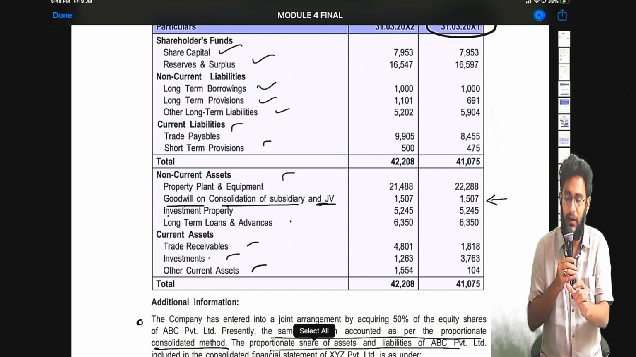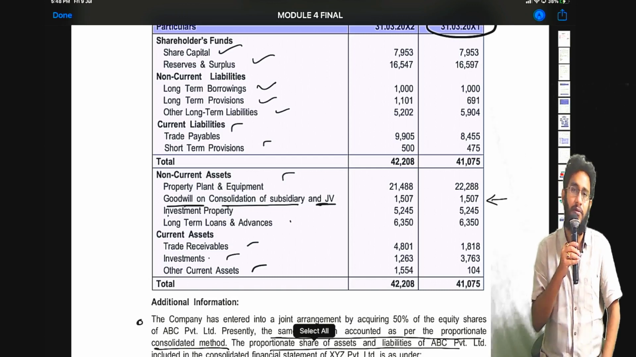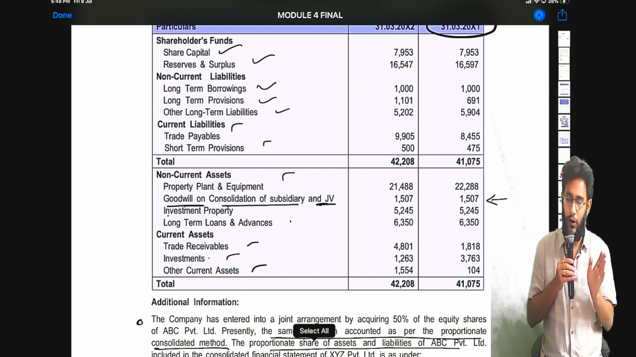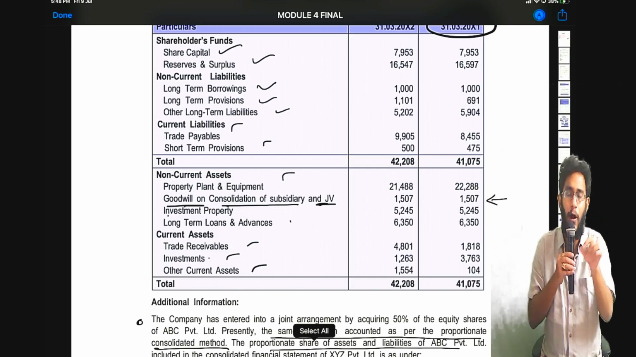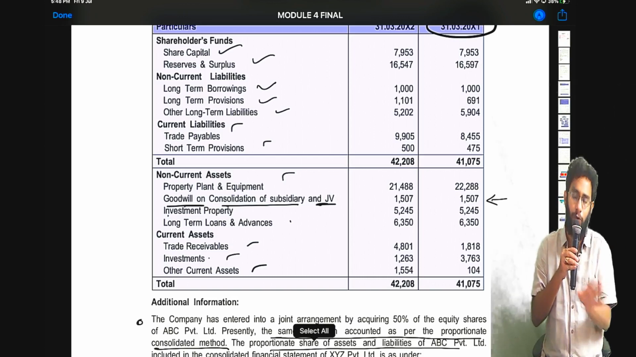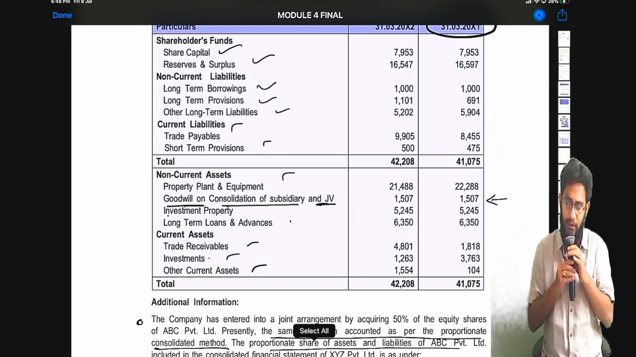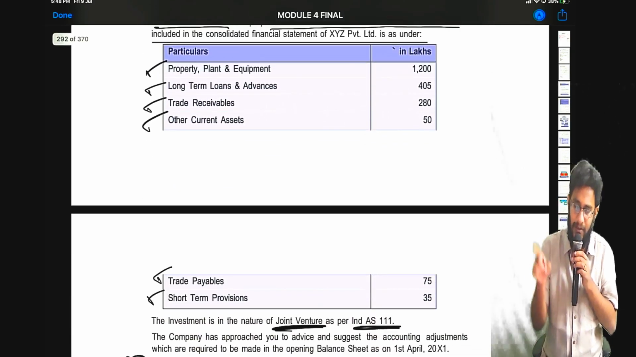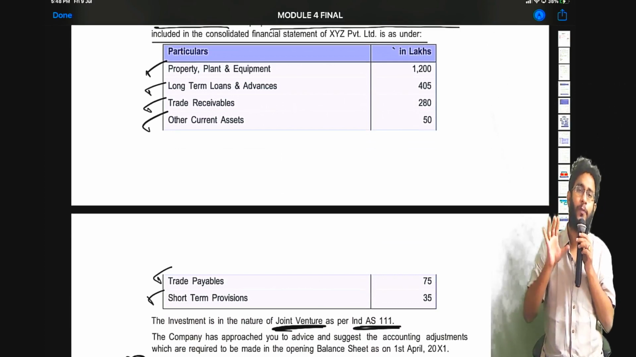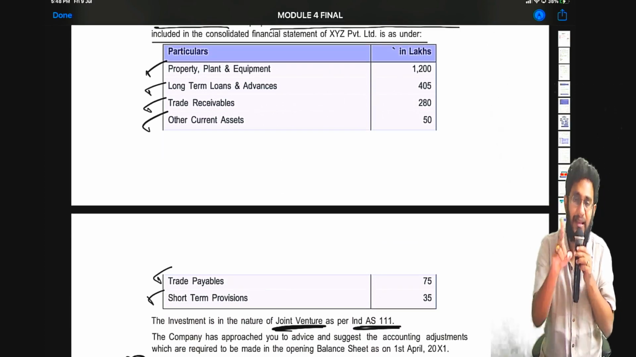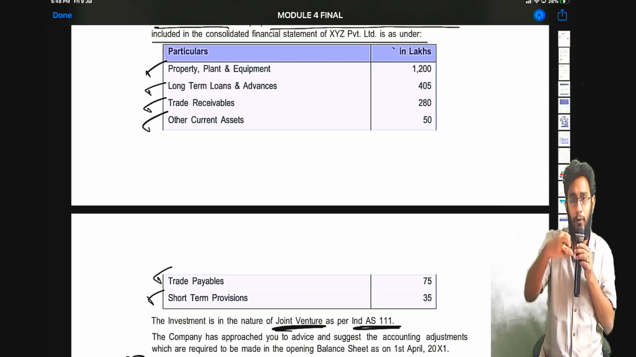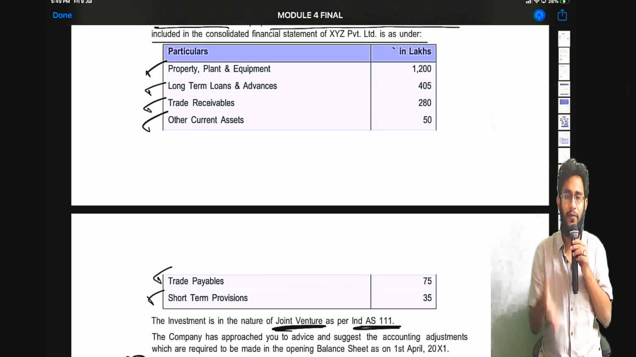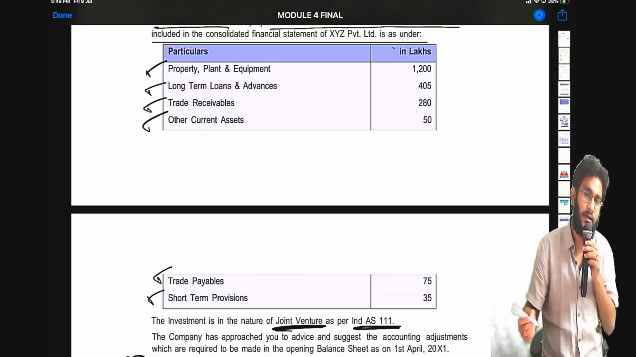Sir, how much of that 1507 belongs to the joint venture? That we do not know, sir. That we have to go and proportionately work out and solve. So when you are removing 1200 from PPE and all like that, some amount of goodwill also you have to remove. Now how much you have to remove? You work that out. Remove all these items: PPE, long-term loans, trade receivables, current assets, trade payables, short-term provisions, and goodwill also. So 1, 2, 3, 4, 5, 6, 7 items you have to remove. Whatever amounts you have removed from the balance sheet, recognize it as an investment in joint venture. That's all. Prepare the final balance sheet. Game over. So this is exactly what you have to do.